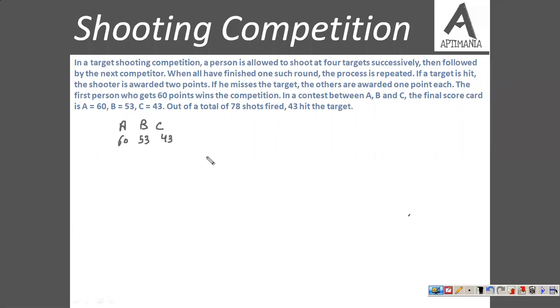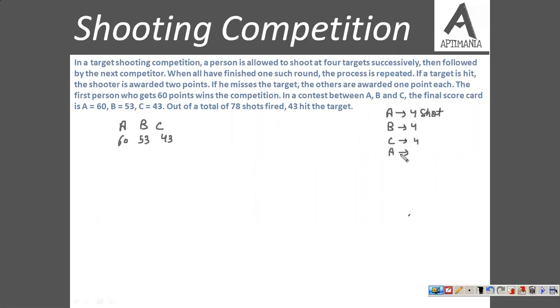Fine. Now further, किस तरह से हो रहा है competition? Suppose A is the first one to take the shot, तो A 4 shots लेंगे, followed by either B or C. So I am assuming A के बाद B आ रहे हैं, so then he will take the next 4 shots followed by C. And this cycle will repeat again, followed by A and so on.